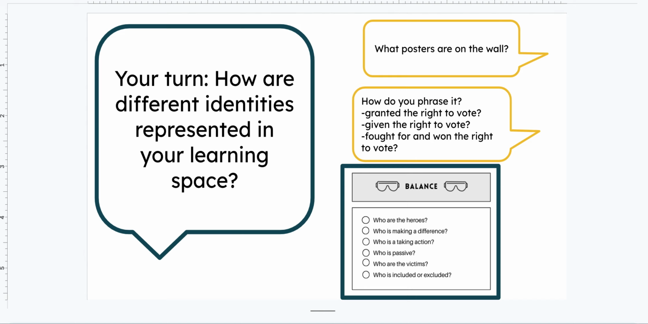So when we look at the checklist, it's a question of balance, right? Are women fighting for something here? Are they winning something here? Were they excluded? Have they been included? Or did they fight for that? The language is very powerful, and that's one way that we can think about how we include.